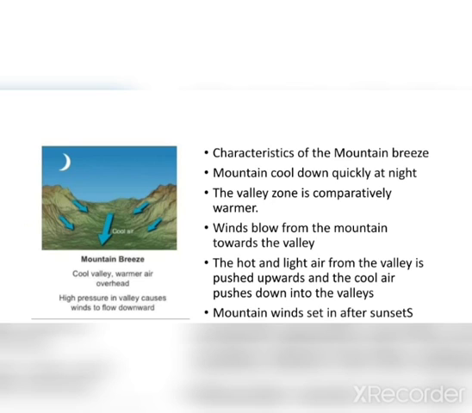Now we will see characteristics of the mountain breeze. First, mountains cool down quickly at night. Second, the valley zone is comparatively warmer. Third, winds blow from the mountain towards the valley. Fourth, the hot and light air from the valleys is pushed upward and the cool air pushes down into the valleys. Fifth, mountain winds set in after sunset.